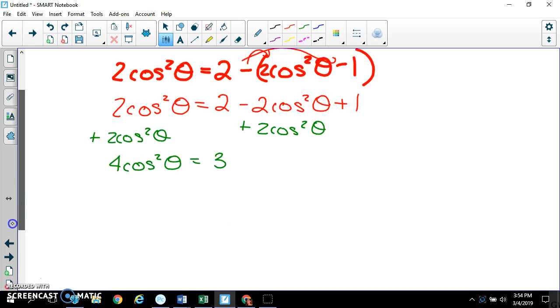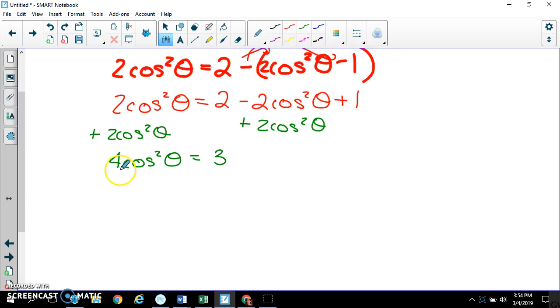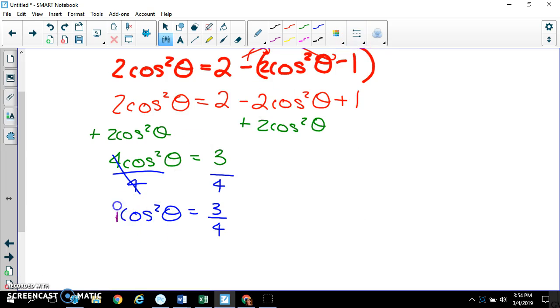Okay, so now I'm going to keep on solving. Wish I could default to a skinny pen here. I'm going to divide by 4, and that's going to give me cosine squared equals 3 over 4. Now, in order to get cosine all by itself, I have to square root it, right? So when I square root, I have to be sure and remember my plus or minus. So I've got cosine theta equals plus or minus the square root of 3 over 2.